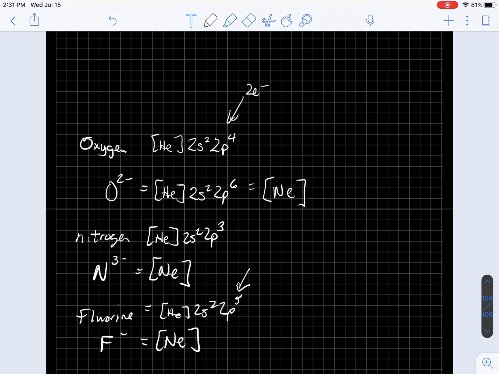as neon. So we call this completion of the s and the p shell, since you need 2 electrons to fill the s, 6 to fill the p, that when bonding occurs, many things follow what's called the octet rule. Total of 8 electrons in your highest energy level.